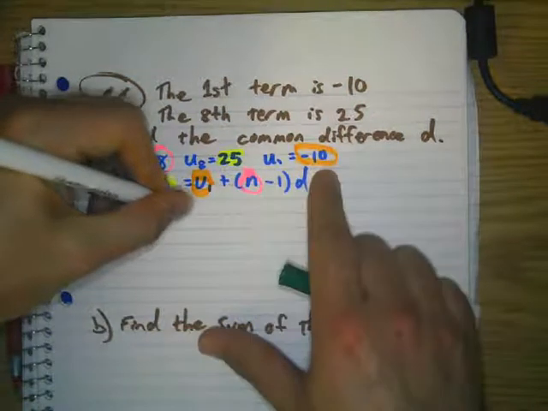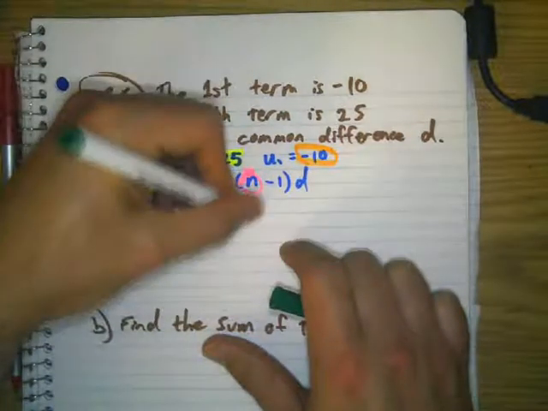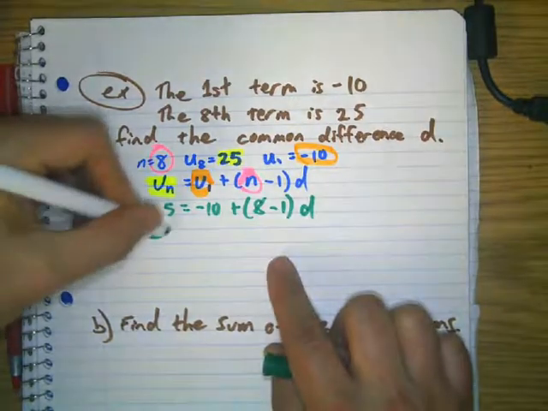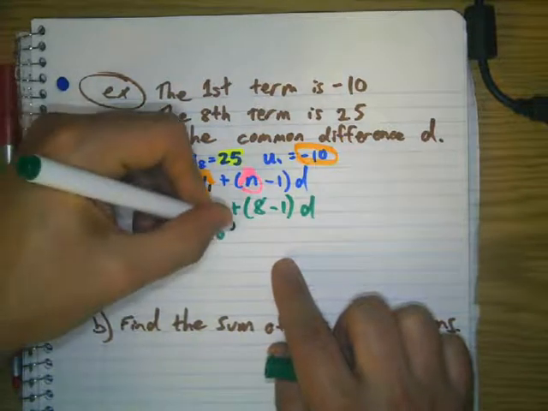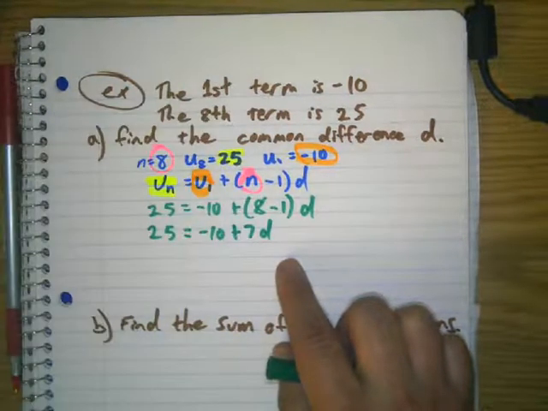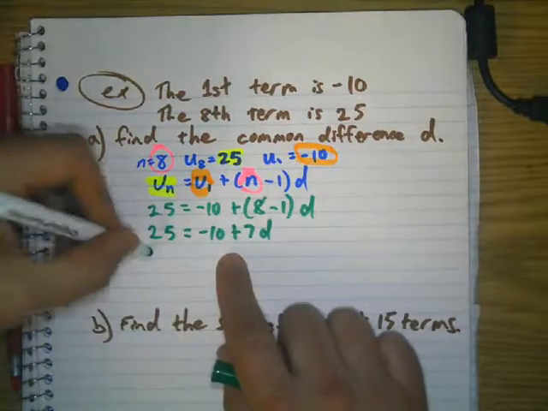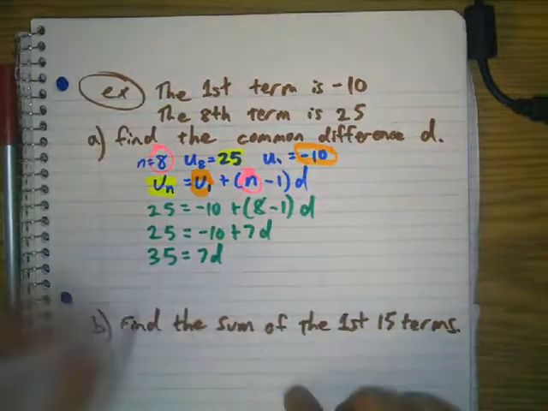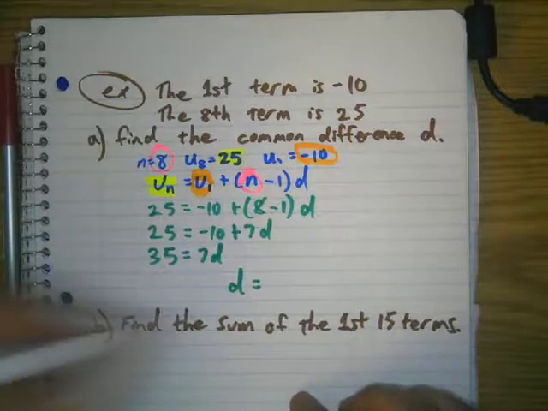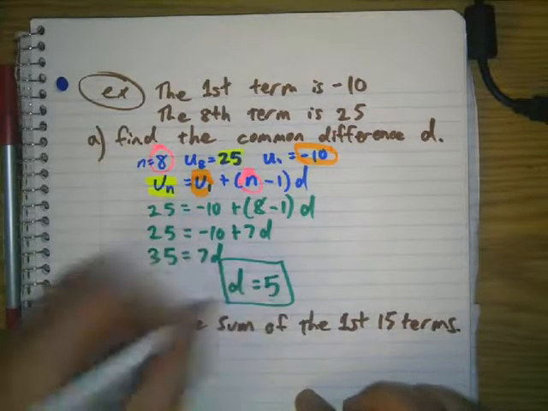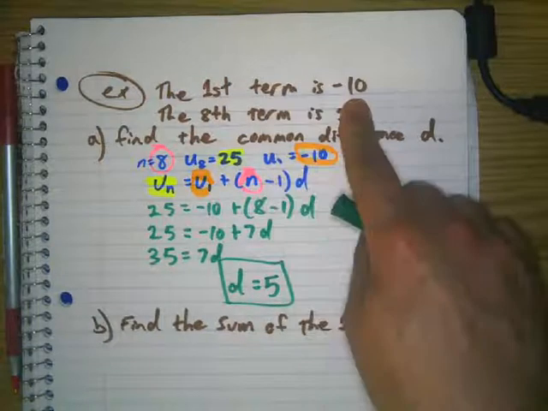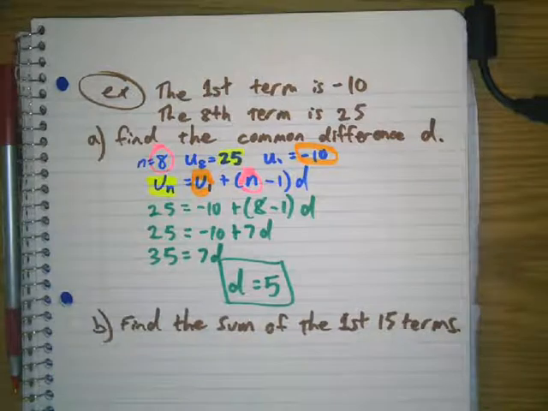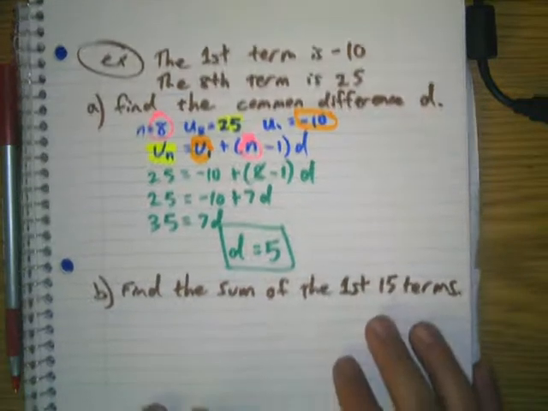25 equals negative 10 plus (8 minus 1) times d. Let's simplify this. 25 equals negative 10 plus 7d. Add 10 on both sides, we get 35 equals 7d. And then divide both sides by 7, and we get d is equal to 5. So the first term is negative 10, the next one we add 5, the next one we add 5, the next one we add 5. Okay?